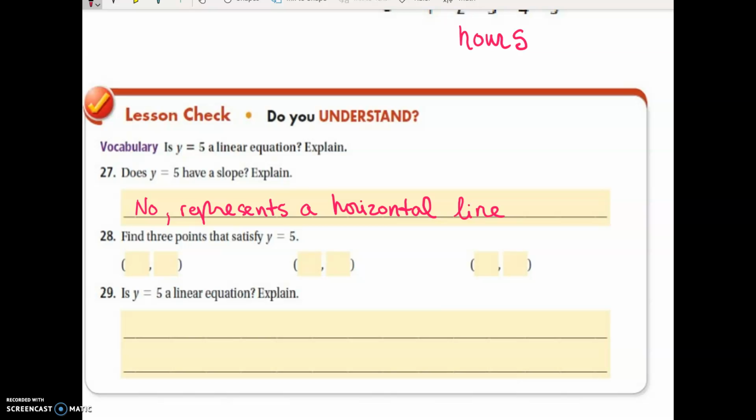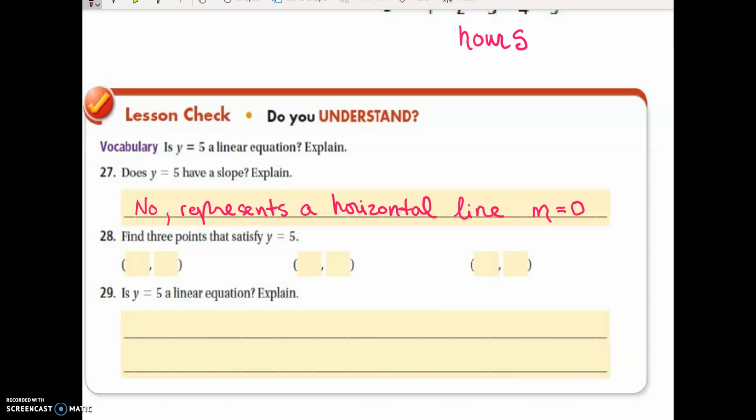Now they asked to find 3 points that satisfy this equation. So before I do that, I should kind of clarify that. I should say it doesn't have an x variable with a coefficient, but when we talk about horizontal lines, we do say they have a slope of 0. So even though I said it doesn't have a slope, technically it does have a slope of 0. So I should clarify that a little bit.